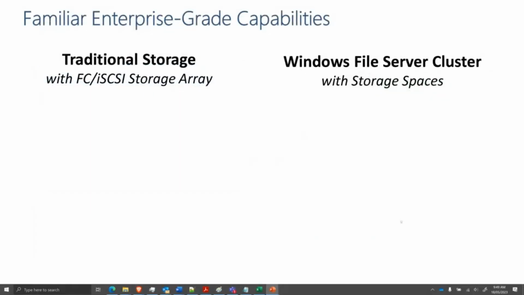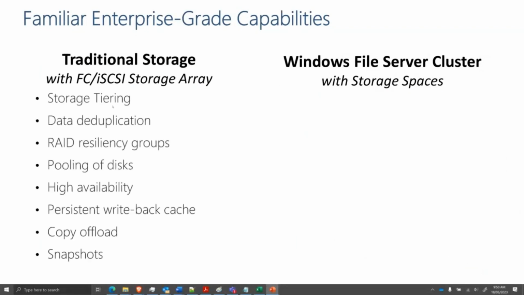So familiar enterprise capability, so traditional storage. This is what we've been talking about in vSphere. We've got Fibre Channel, iSCSI storage array. So we've got storage tiering. If you remember, we spoke about how we've got different types of storage like SSD, hard drive, archiving, and then cloud. And we can use the software to actually move data around from one tier to another depending on how much is being used.